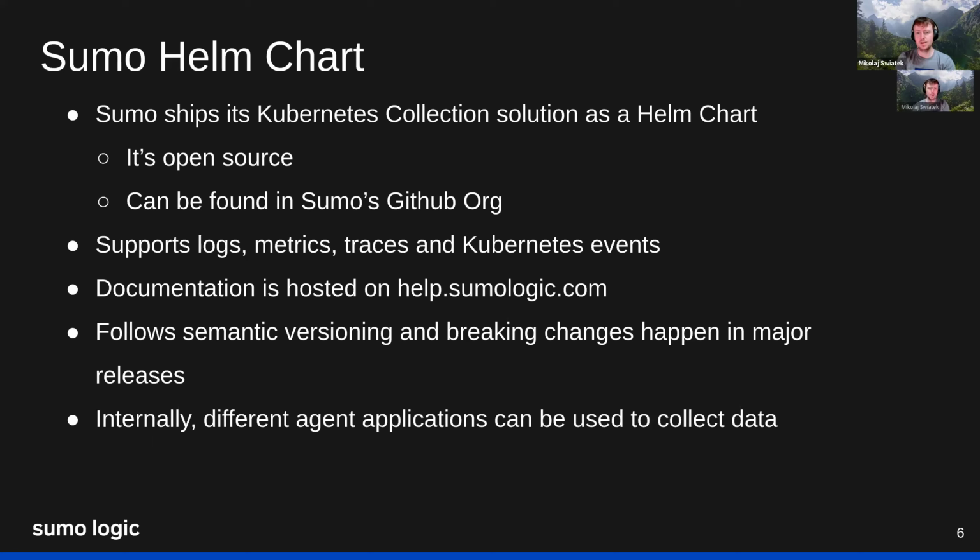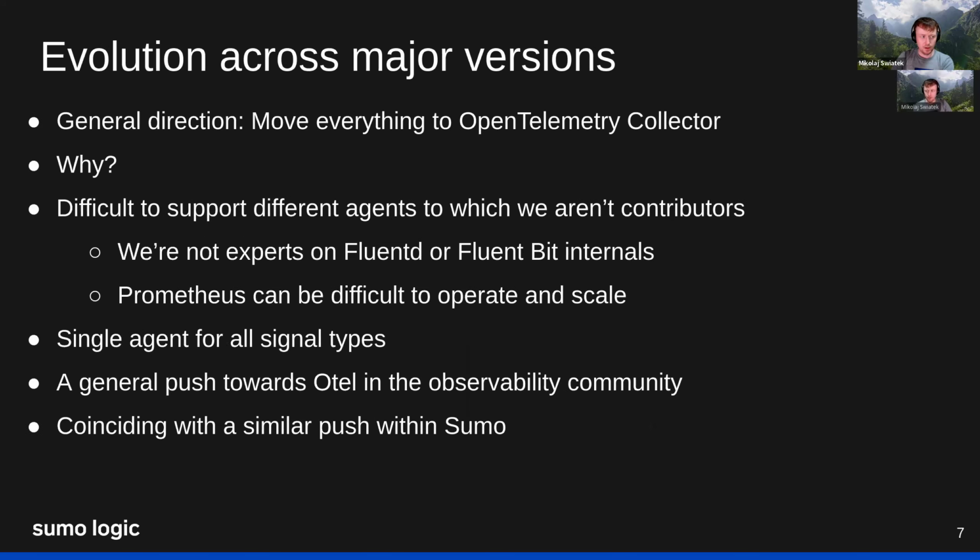And finally, this is a pretty big Helm chart, and it uses different agent applications under the hood. If you are lucky, you won't have to care about what those are, but a lot of the content of this talk is about which agent applications we use and why we are switching from one to the other. And yeah, I have a slide here about how the evolution across major versions went, but I'm first going to skip ahead a little bit.